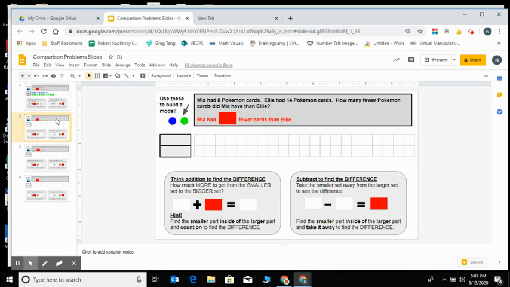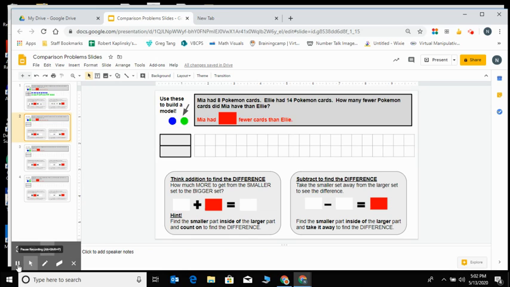Let's try another example. Mia had 8 Pokemon cards. Ellie had 14 Pokemon cards. How many fewer Pokemon cards did Mia have than Ellie? So this one, Mia has fewer than Ellie. Since 8 is fewer than 14. But I want to know exactly how many fewer did she have than Ellie. So I'm going to build my model.